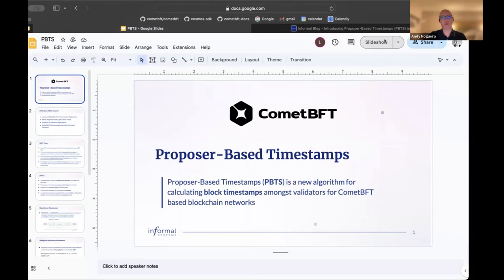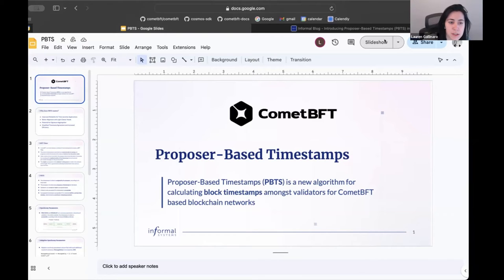So why does PBTS matter? Right now we have improved reliability for time sensitive applications. Applications that depend on a more accurate time, let's say, like DEXs, perps.